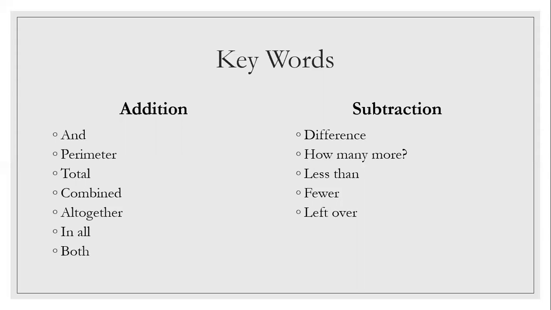Here are some key words that you have to know. For addition, another word for addition would be the word and, perimeter, total, combined, in all, and both. Together. All together. And here's subtraction keywords. Difference, how many more, less than, leftover.